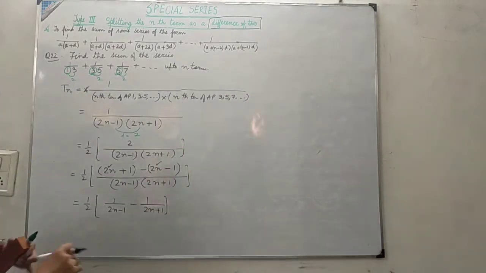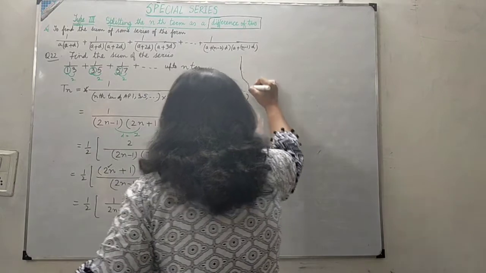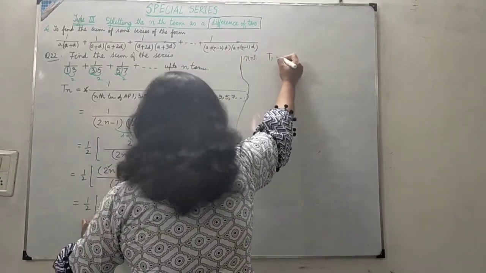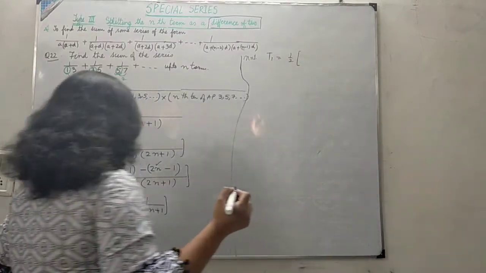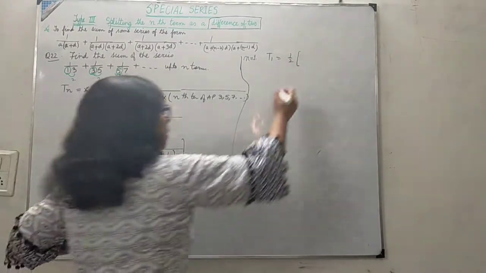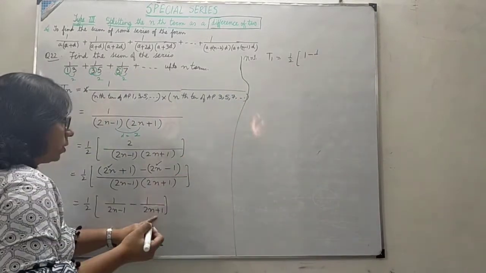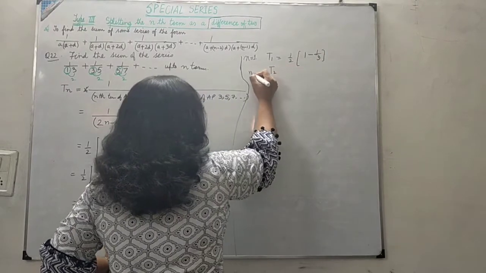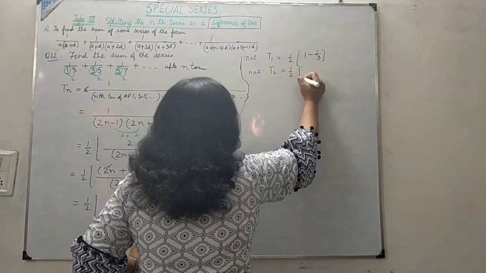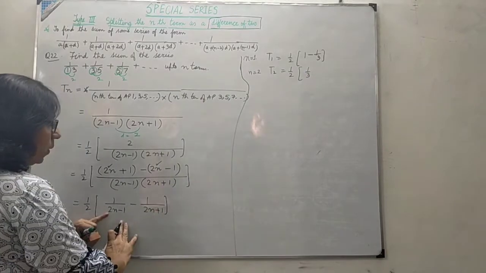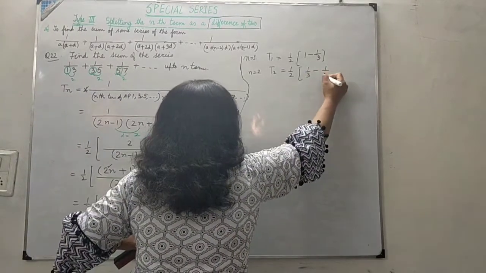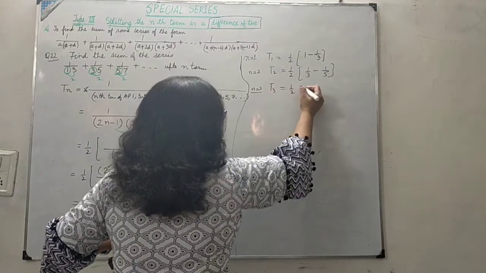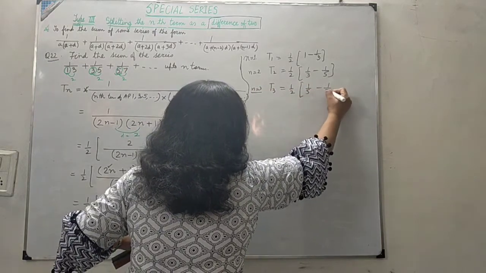Let me write the first term. Put n as 1. What will I get? I will get T1 as half into 1 by 2 times 1 minus 1, which is 1, minus 1 by 2 times 1 plus 1, which is 3. And then T2 for n as 2, substituting, half into 1 by 3 minus 1 by 5, and T3 the same way. By substituting n as 3, we get 1 by 5 minus 1 by 7.